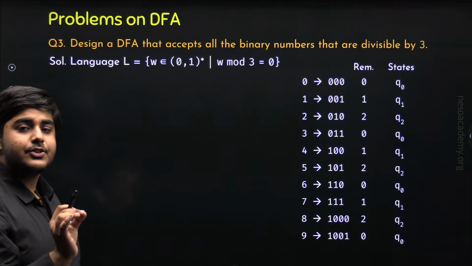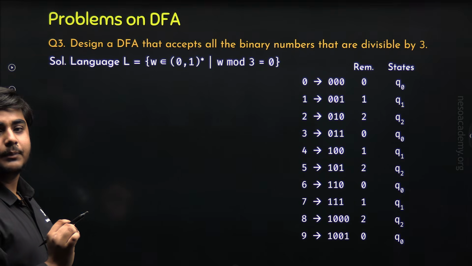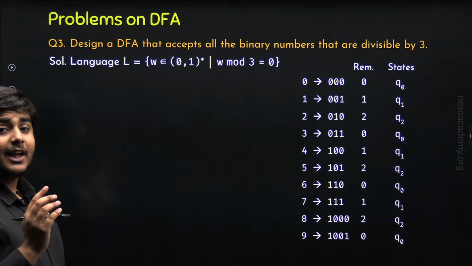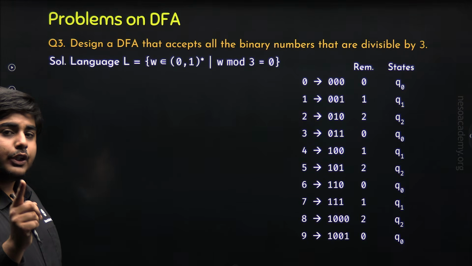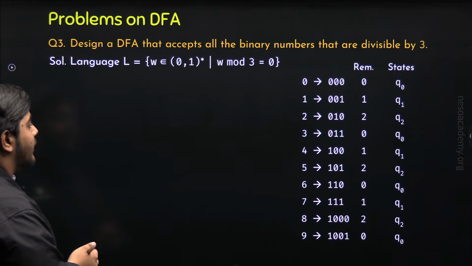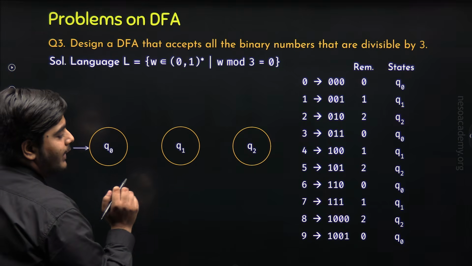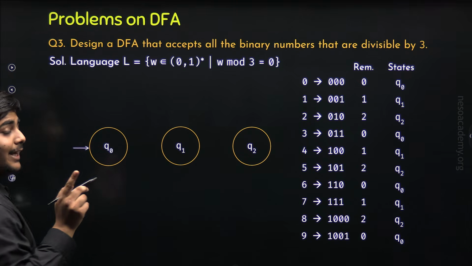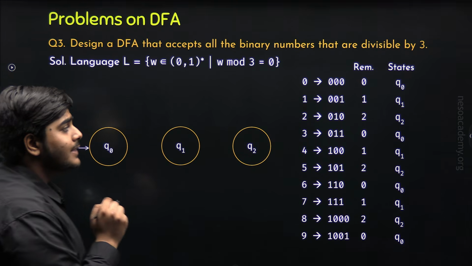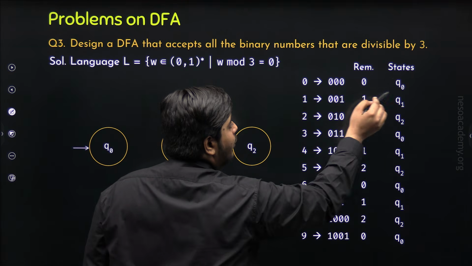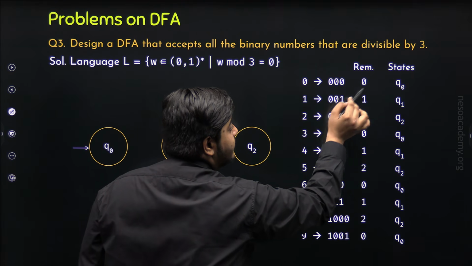Now we can start constructing the DFA for this problem. As you can see, there are only 3 states, Q0, Q1, and Q2. Let's first draw these 3 states, Q0, Q1, and Q2. Q0 is our initial state. And you can see that Q0 is used to represent the remainder 0.